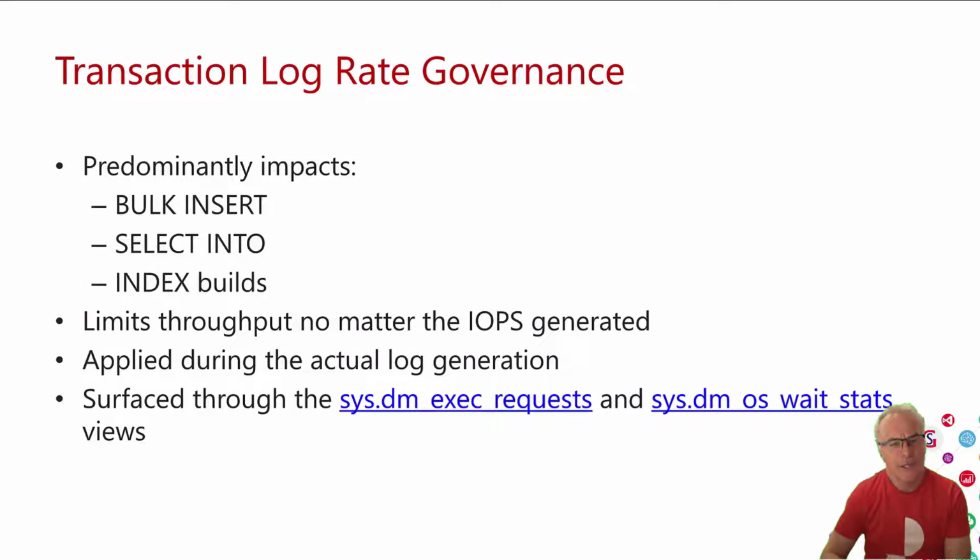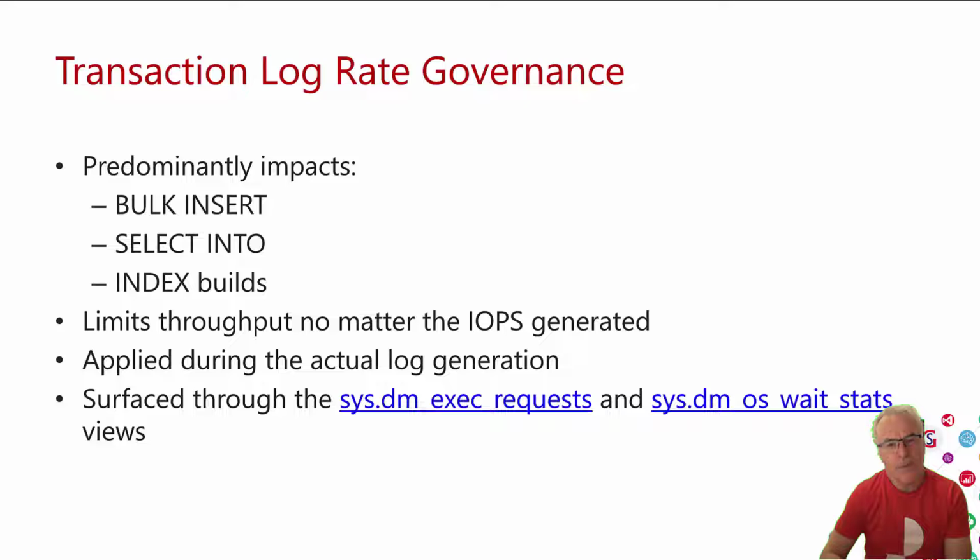As I mentioned, transaction log rate governance is the one that's probably really going to hold you back and something you need to be aware of and be able to identify when it's happening. Where it will mainly hit you though is if you've got things like bulk inserts, select intos, index builds. These are the things that will generate probably the highest amount of transaction log entries. Now, it doesn't really matter on the IOPS on this. It really is the volume that's going through.